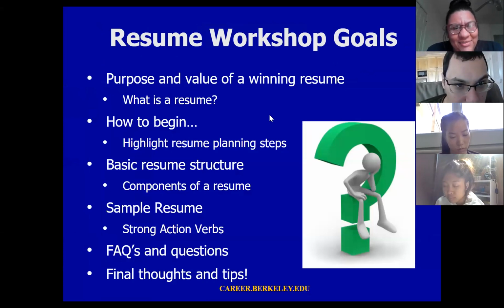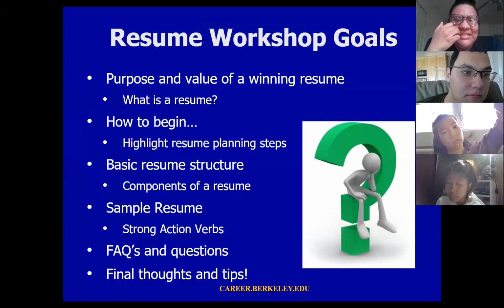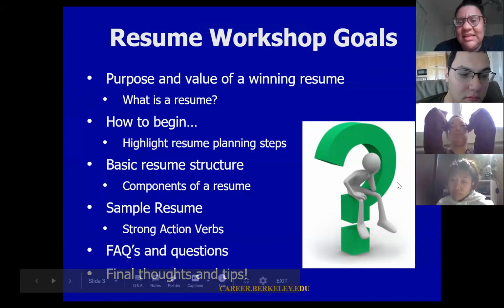So today we're going to talk about the purpose and the value of having a strong resume, how to begin, basic resume structure, sample resumes, and then any frequently asked questions and thoughts.